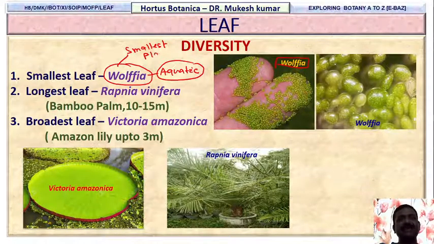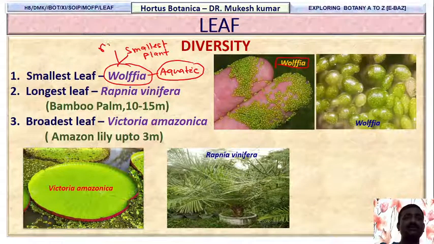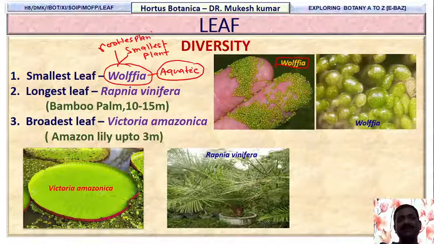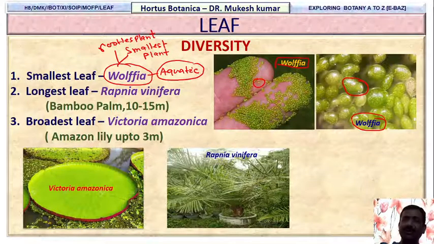And you will find here they have no root. These are also rootless plants. There is so much information regarding this. See how these are very small plants. If you magnify them, you will find this is a very important structure. And this is your Wolffia, the smallest plant, having no root, and they have the smallest leaf.